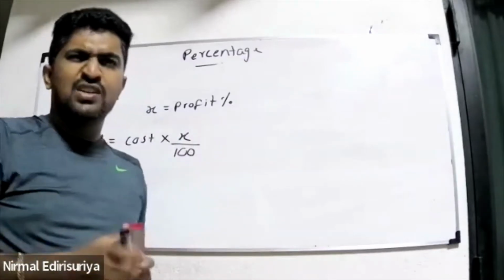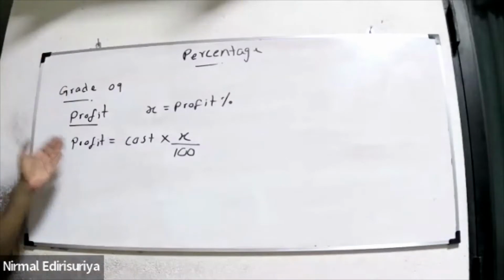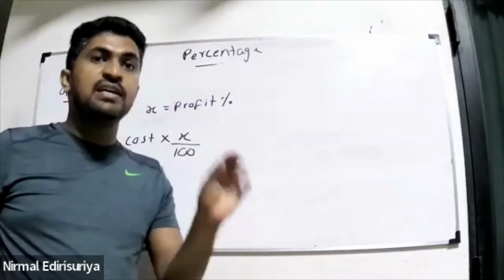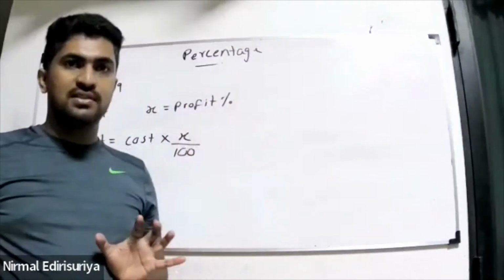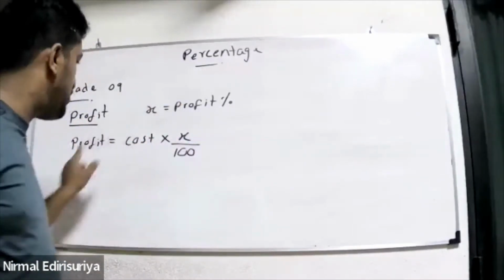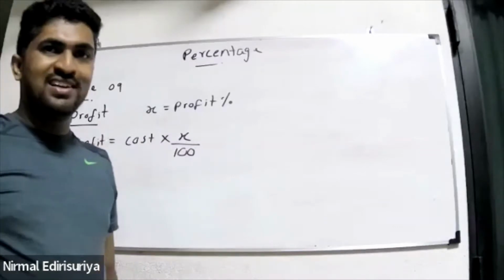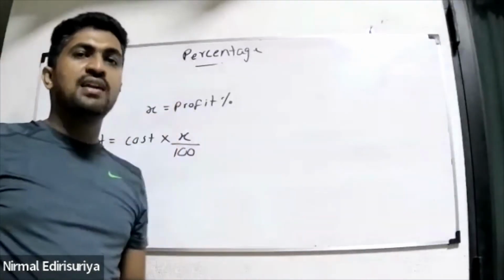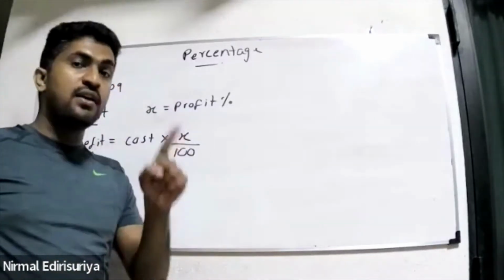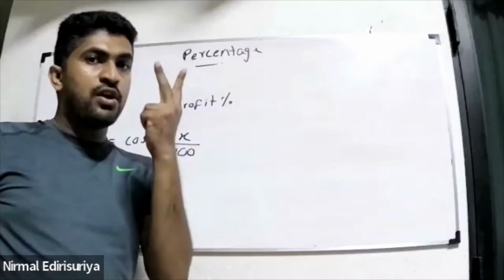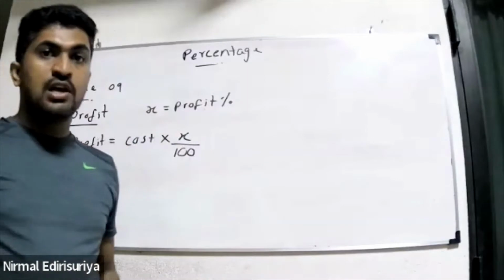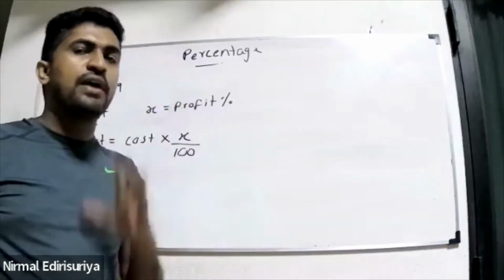Got it? So in this question, you have to consider three variables, three things. What are they? Profit, cost, and the percentage. Profit, cost, and the percentage. Then of these three, two are known and they will tell you to find one. Within these, if you know two, you find one. So you have to remember the equation, substitute the data and try to find the unknown thing.